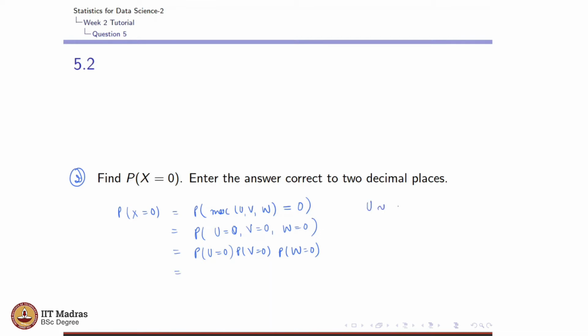Since U was Bernoulli 0.2, V was Bernoulli 0.5 and W was Bernoulli 0.8, the probability that U equals 0 is 0.8, the probability that V equals 0 is 0.5, and the probability that W equals 0 is 0.2. So this is going to be 0.08. This is your answer.